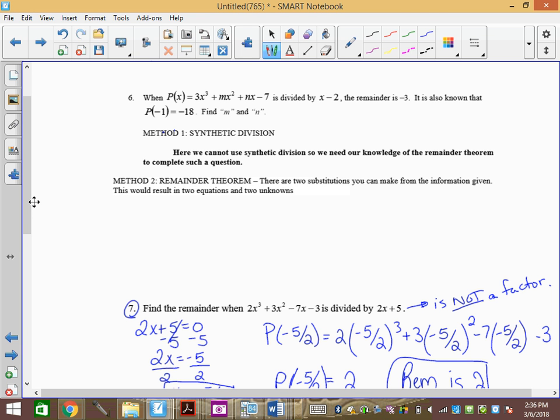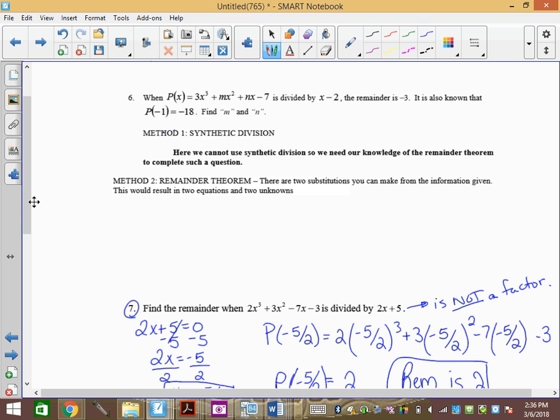Neither of those are factors. Why are neither of those factors? Why is neither x minus 2 or x plus 1 a factor? The remainders are what? Not 0. Okay? So we're going to do the exact same thing, but we have to do it twice.